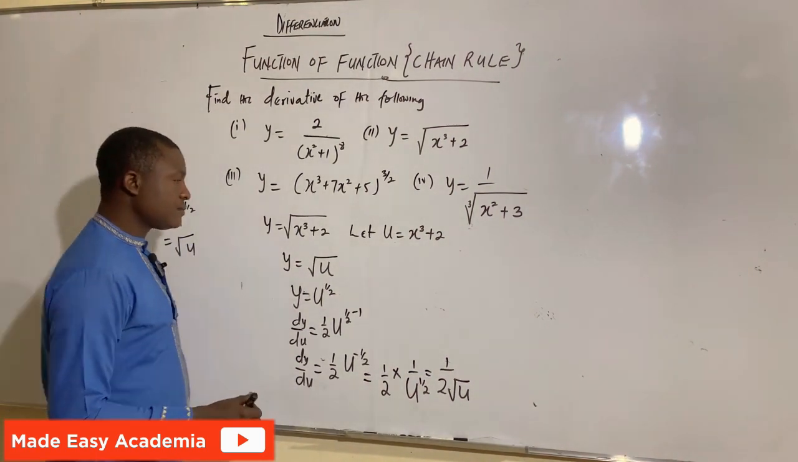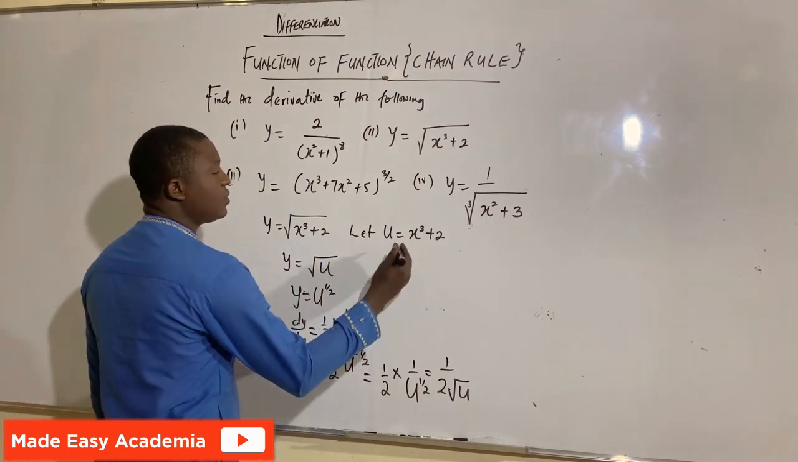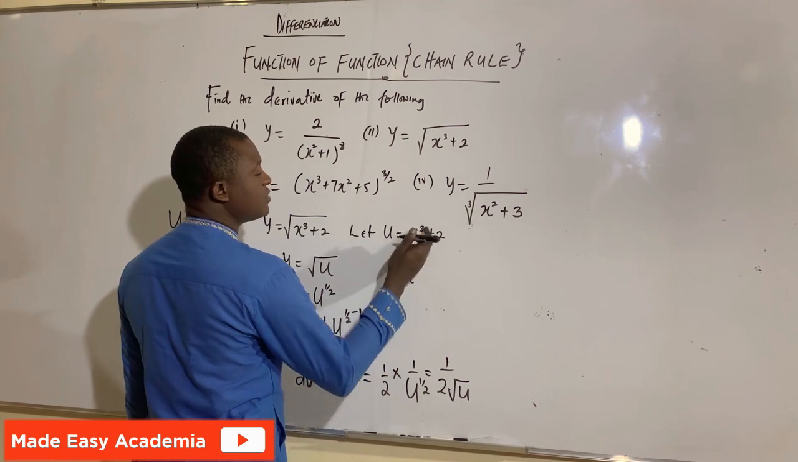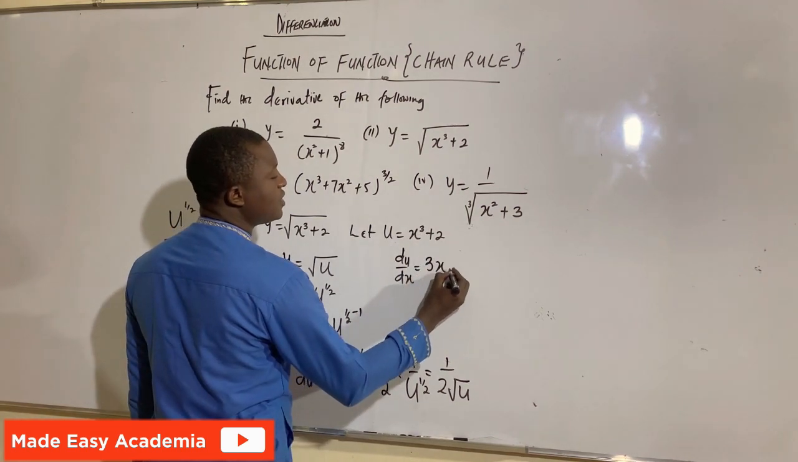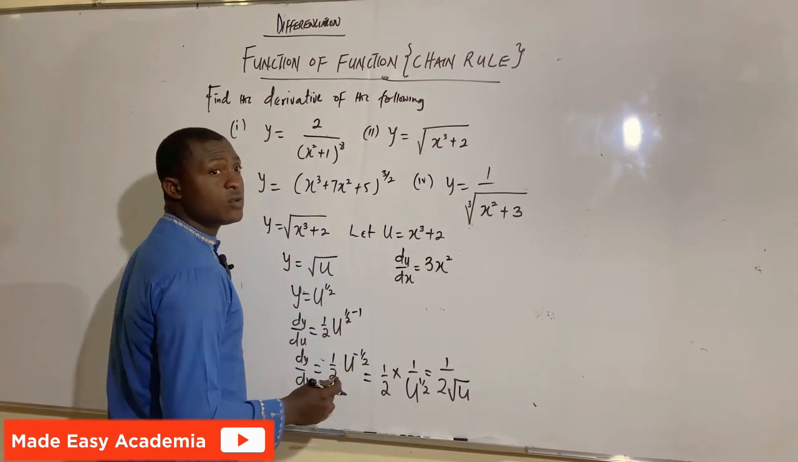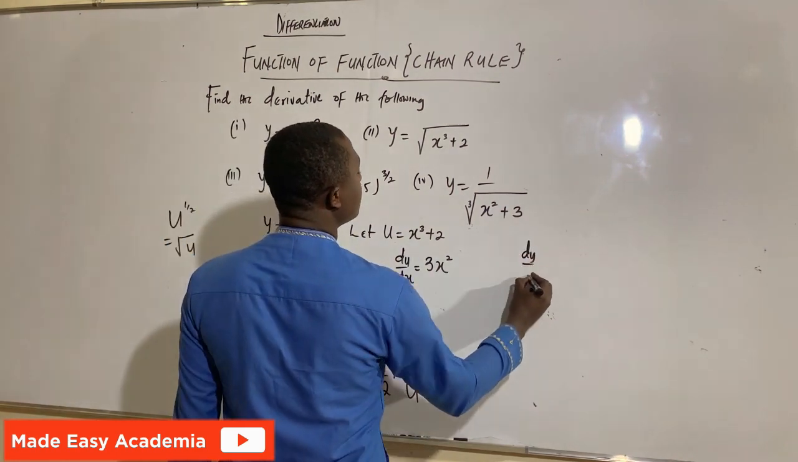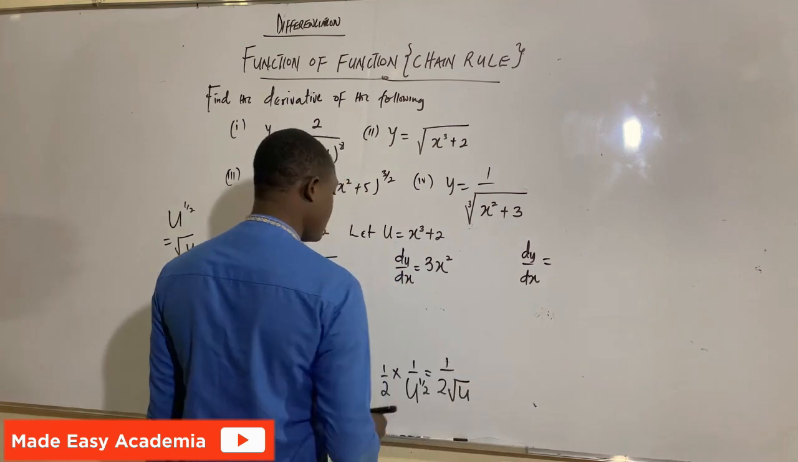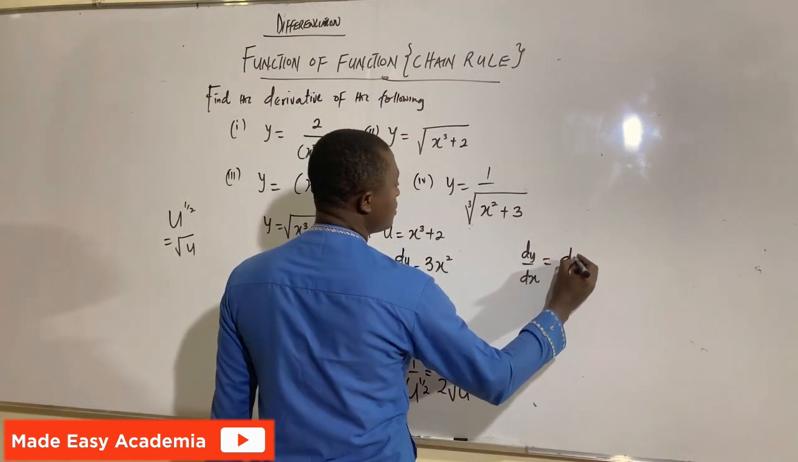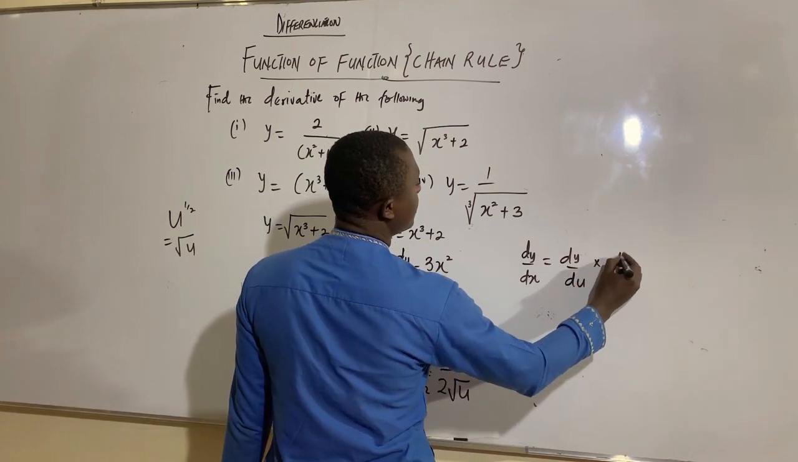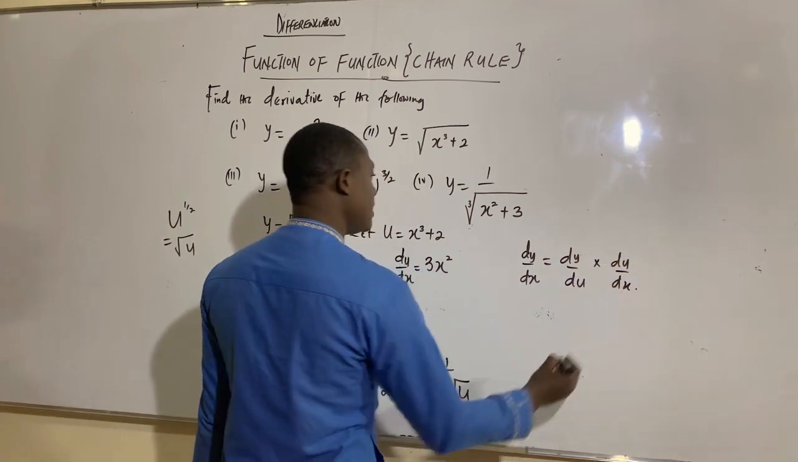So now the second one here, we have u and x. I can have du dx is equal to differential of x cubed, and we have 3x squared. And differential of a constant is going to be 0. So therefore, we can have dy dx is equal to dy over du multiplied by du over dx.